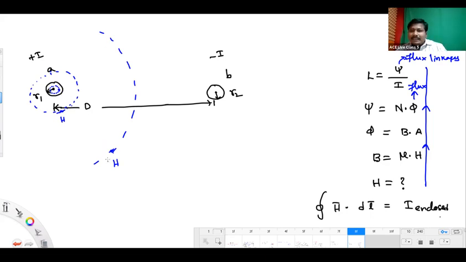After calculating the H value, let me go for B, phi, psi. What does this psi indicate for you? Psi indicates the flux linkages occurring inside this circle, created by the conductor A current. That's the meaning of it. In the same way, I am extending the circle and finally I have reached this point, let us say.